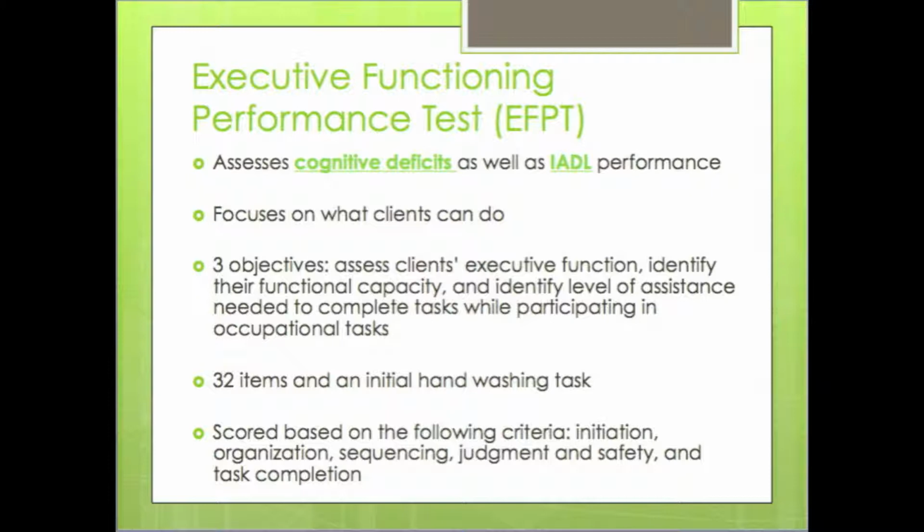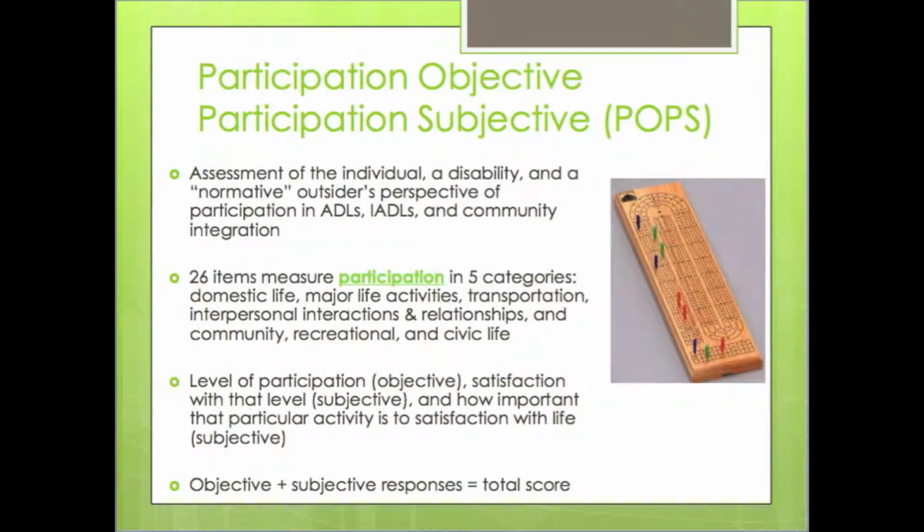It consists of 32 items and an initial hand washing task. It's scored based on the following criteria: initiation, organization, sequencing, judgment and safety, and task completion. The Participation Objective, Participation Subjective Assessment, otherwise known as POPS, is an assessment of the individual's disability in a normative outsider's perspective of participation in ADLs, IADLs, and community integration. It is a 26-item measure of participation in 5 categories: domestic life, major life activities, transportation, interpersonal interactions and relationships, and community, recreational, and civic life.